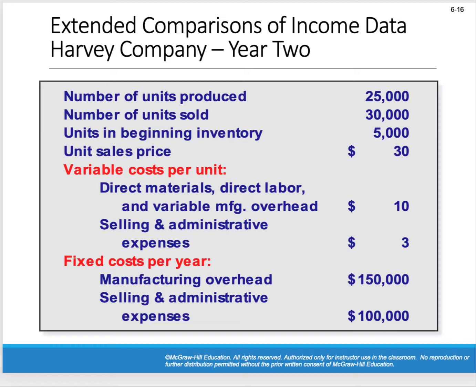We produce 25,000 units. We sold 30,000 units. How is that possible? It's possible because guess what? We have beginning inventory. We see that we have units in beginning inventory of 5,000. They give us the unit sales price, 30 bucks. Great, nothing new here, right? They give us our variable cost per unit, the direct material, direct labor, variable MOH. They give us the variable selling and administrative. They give us the fixed portion of the MOH and the selling and administrative costs.